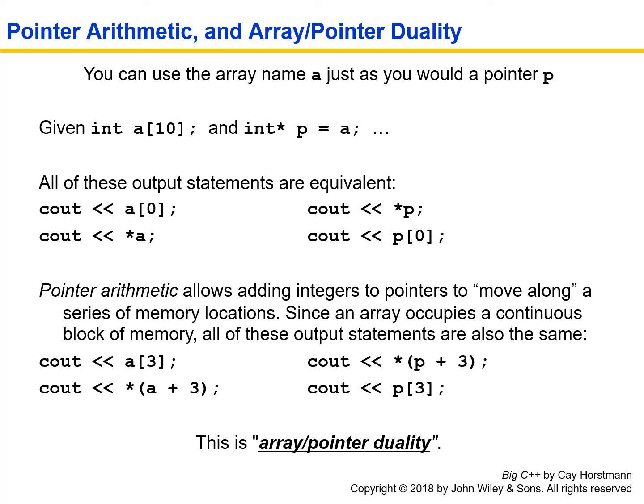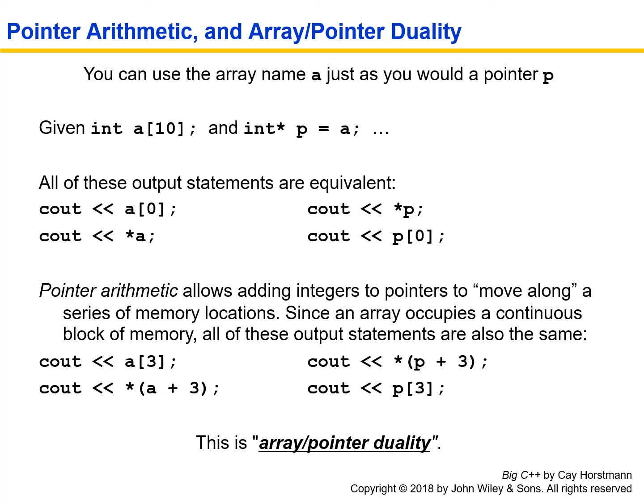Pointer arithmetic is the practice of adding integers to pointers to sort of move along a series of memory locations. The only place where this really makes sense is an array, because arrays occupy a continuous block of memory. So pointer arithmetic allows you to move along the array with your pointer. So all of these output statements are also the same.